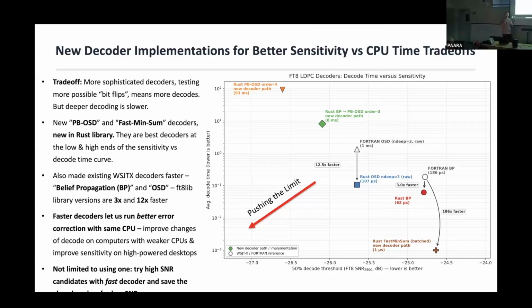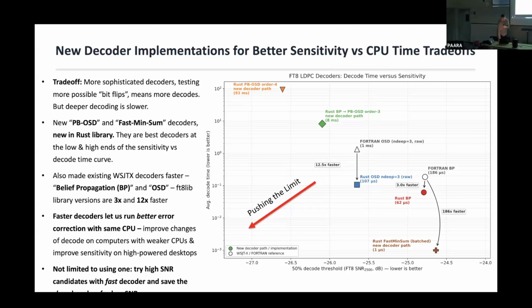But it turns out that at these super weakest levels, where you're getting a couple dB across this thing, it actually does end up being the most efficient. So for a given sensitivity, it can decode the fastest. So this PBOSD decoder at order 3, and the same PBOSD decoder at order 4, gets you down to almost -27. And I think the Shannon limit is about -27.2 or something for FT8 with this setup. So you're pretty much all the way there.